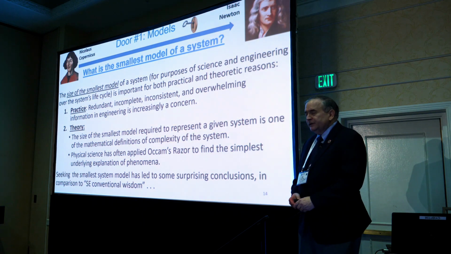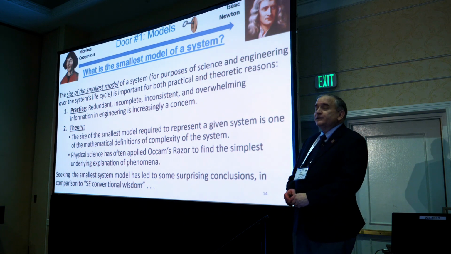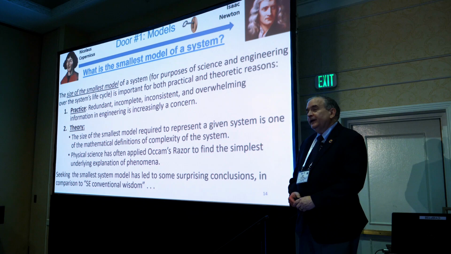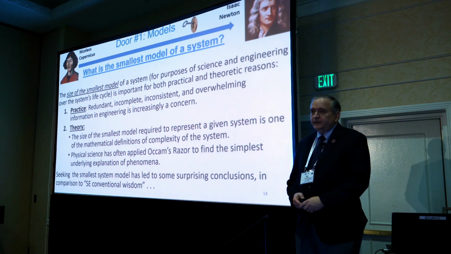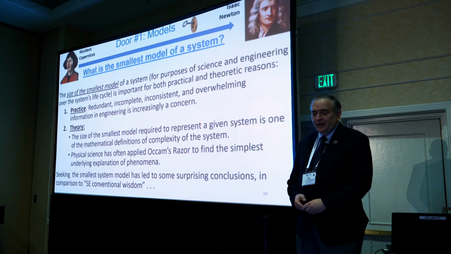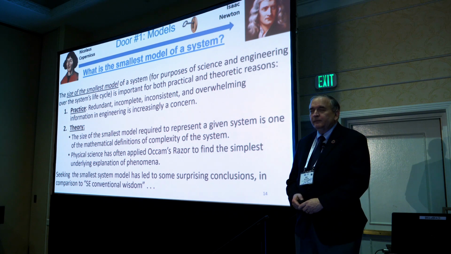The first question is, what's the simplest model of a system? We're really asking ourselves, for purposes of engineering and science, what's the simplest model we could represent that would satisfy our purposes as engineers and scientists over the life cycle of a system? It turns out that people have dealt with this a lot in the past for practical reasons and for kind of theoretical reasons.